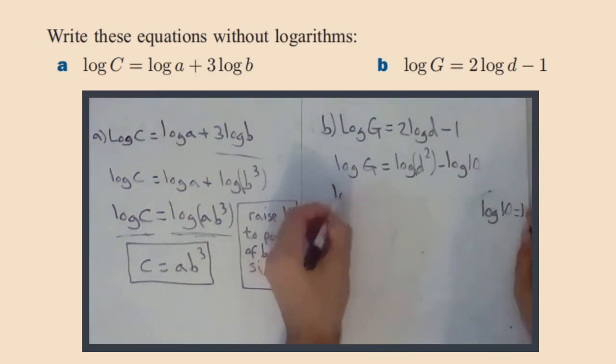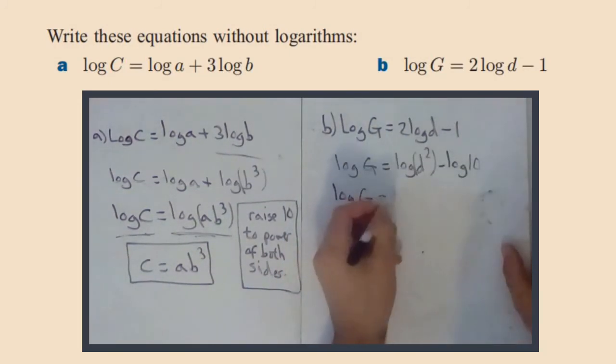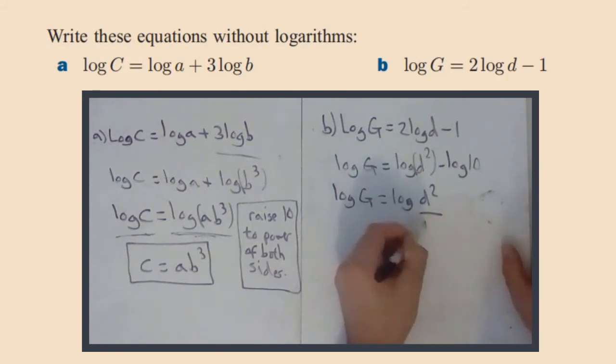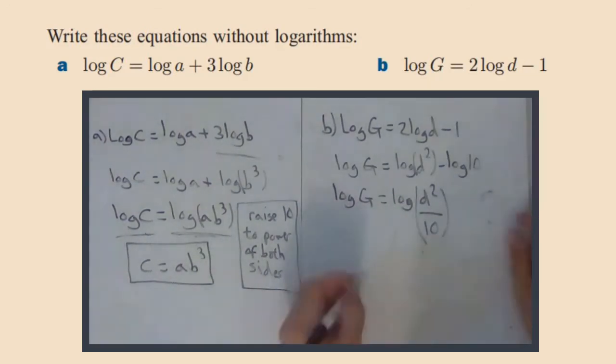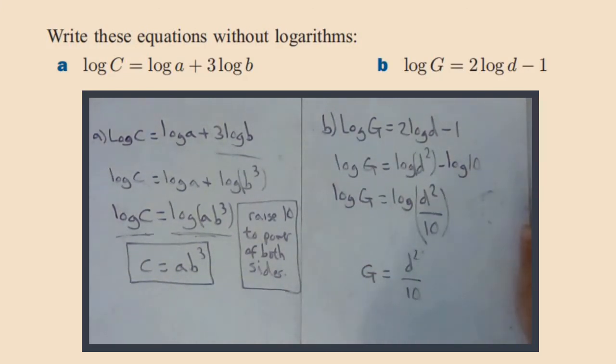So that would say log G equals log D squared over 10. Just like that. And now we can undo this log left hand side equals log right hand side by raising 10 to the power of both sides. So that would say G equals D squared over 10. And we don't need to go any further than that. That is finished.